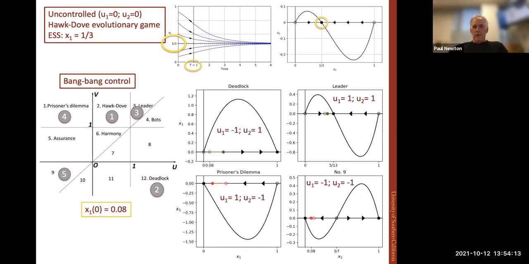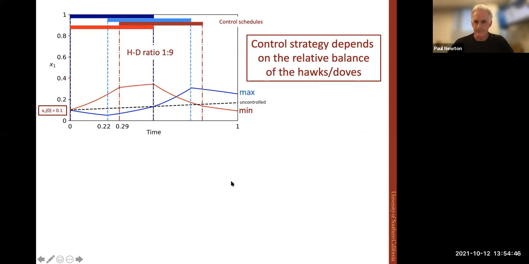And so what I'm showing you here is just an example of one initial condition. So let's say we start out with the aggressor population at 0.08, and we first go to the deadlock game. So we start here. The deadlock game pushes us to the right. We then switch to the leader game, so that pushes us to the right a little more slowly. We then go to the prisoner's dilemma game, and that pushes us to the left. And then we go to game number 9, and that pushes us to the left more. So that would be an example of an optimal schedule.